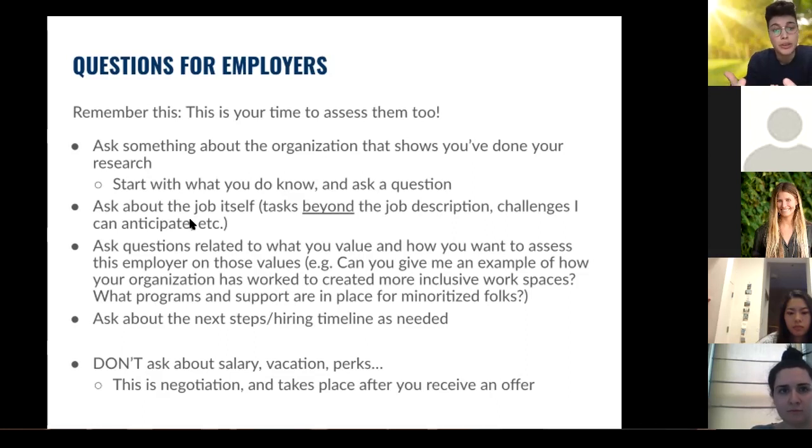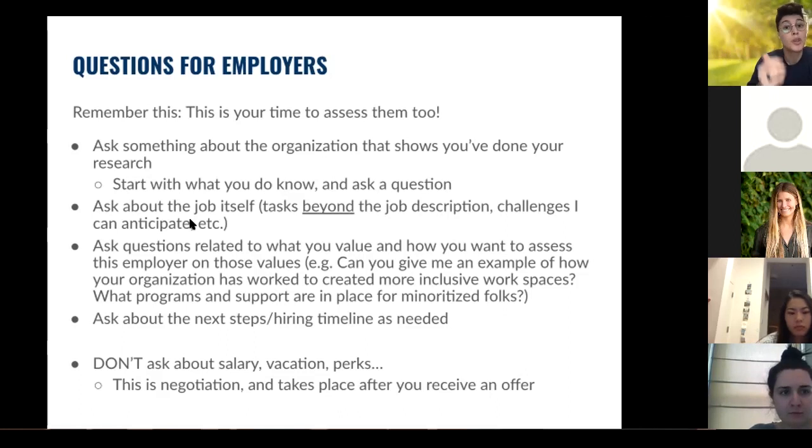Ask questions related to what you value, right? And how you want to assess those values with the employer. So it could be, how has your organization worked to create more inclusive workspaces? How and in what ways, right? We really want to get examples from them. Just as much as they want examples from us, I want examples from the employer of what they've done. So versus saying something like, do you collaborate, right? What does collaboration look like on your team is a far better question, right? So asking open-ended questions.